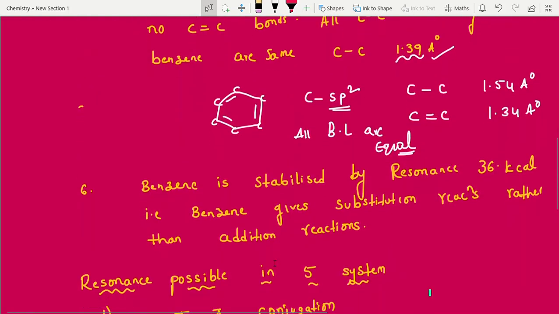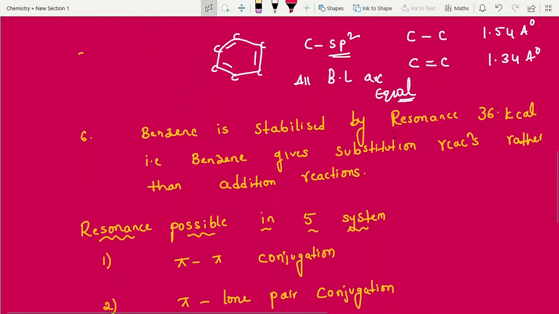Okay, now the next one: benzene is stabilized by resonance. How much, students? 36 kilocalories per mole. That is why benzene gives substitution reactions rather than addition reactions.